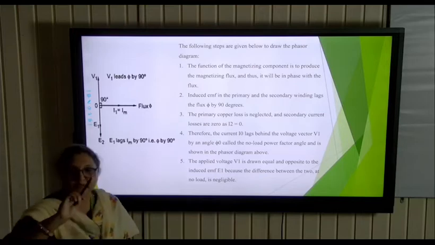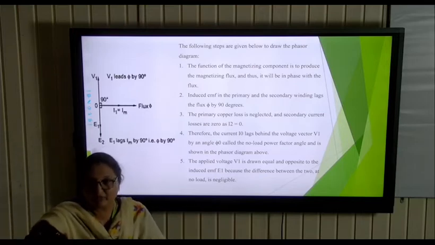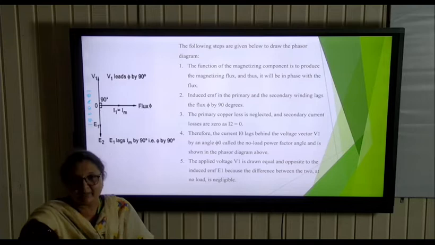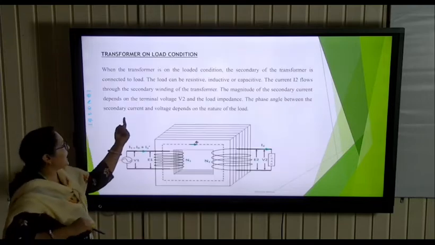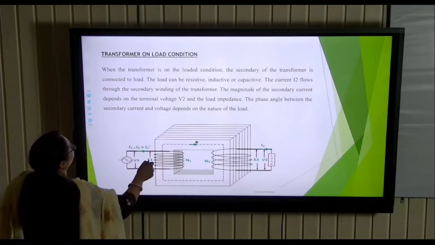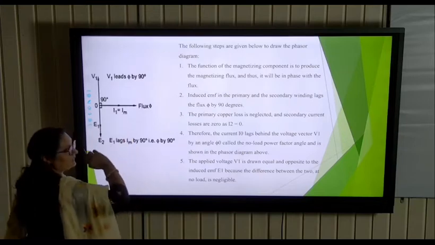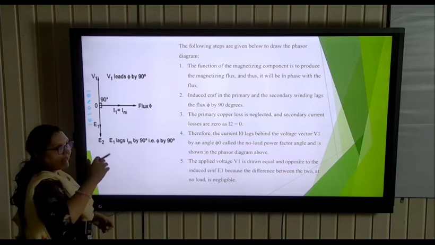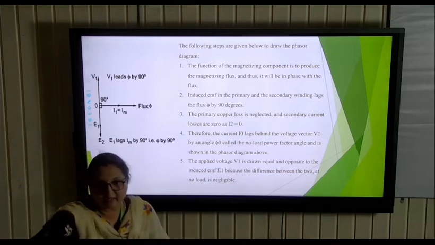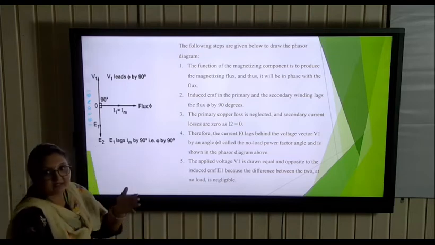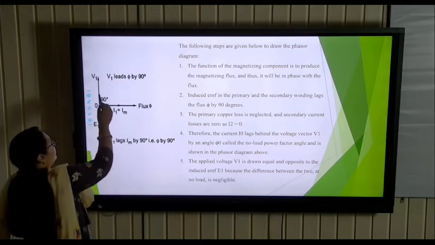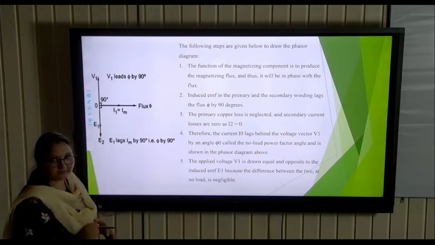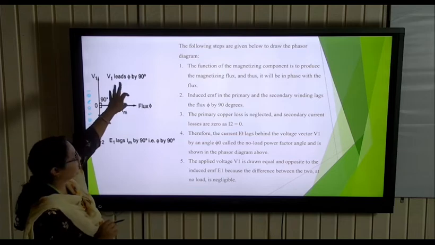As I told you, the current required initially for creating the magnetism in the circuit is represented by Im. This current is Im, the magnetizing current. Now since we have a pure winding, because it is an ideal condition, the voltage will lead the current. So the input voltage is V1, and that is leading by 90 degrees. This is the condition of your primary side.